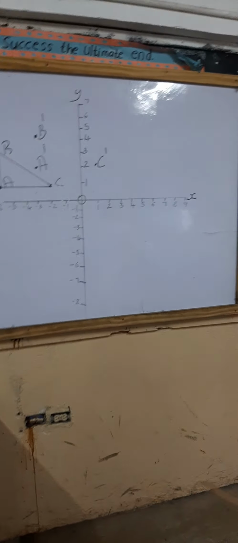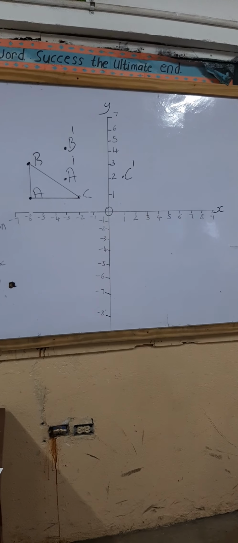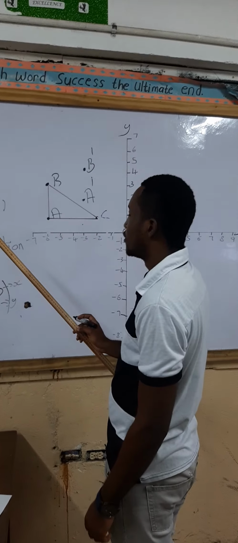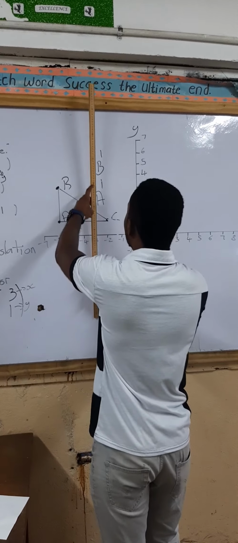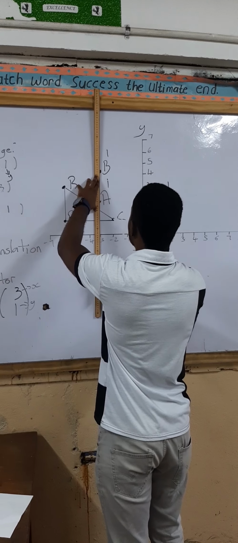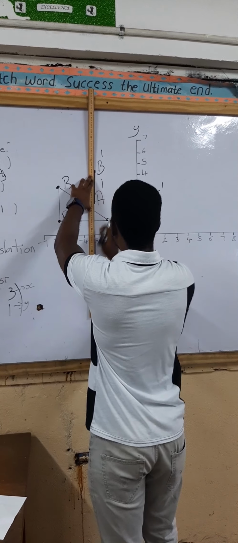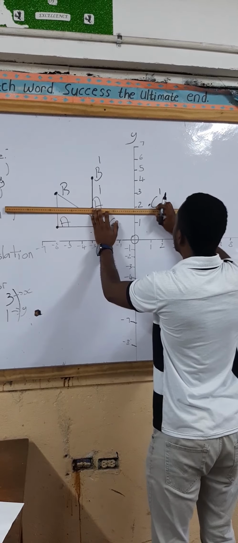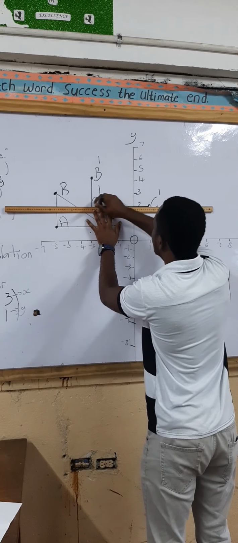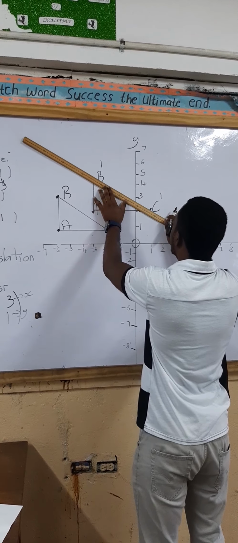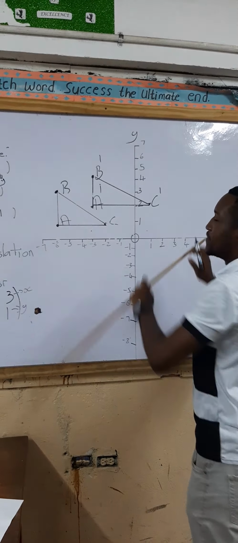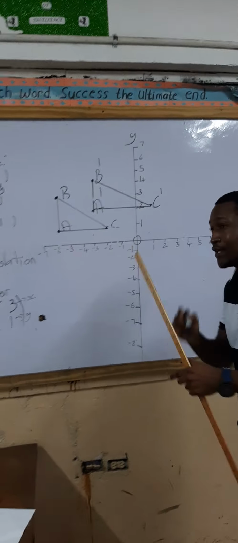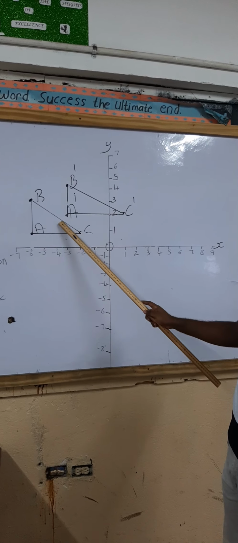We use a different color. So basically all we need to do now is connect our points. Bam. Bam. Bam. And if I was using a proper graph board, you will realize that none of the size of the images formed changed.